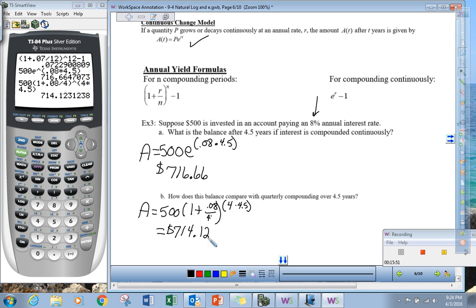Now let's make sure we answer the question. It says, how does it compare with the quarterly compoundings? I'm going to say that continuously I'm going to get $2.54 more.